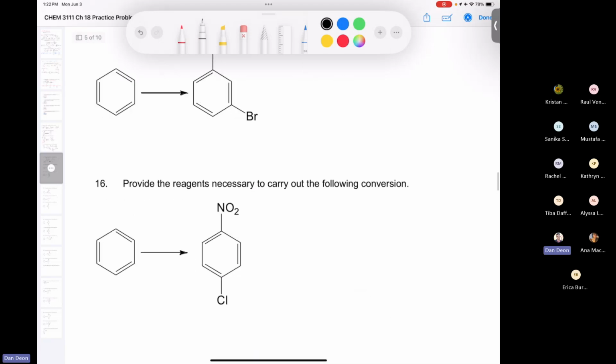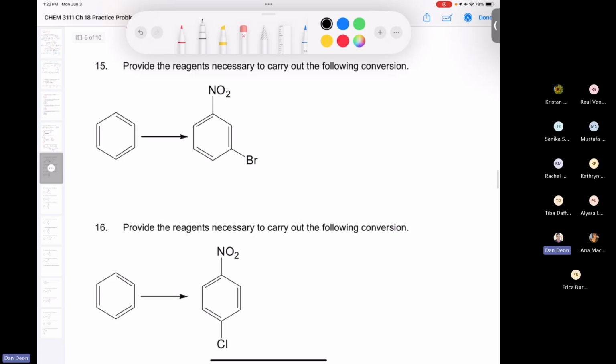The next one, number 15 and 16. So there's two problems here, obviously, but these are good to help remind you the order of operations is very important in these reactions. So for number 15, we have a nitro group, which is a meta director, and then we have the bromine, which is an ortho para director. And so which one should we put in first? Well, we'd have to put the nitro in first because that's going to direct the bromine to the meta position. If I did the bromine first, it would direct the nitro to the para position.